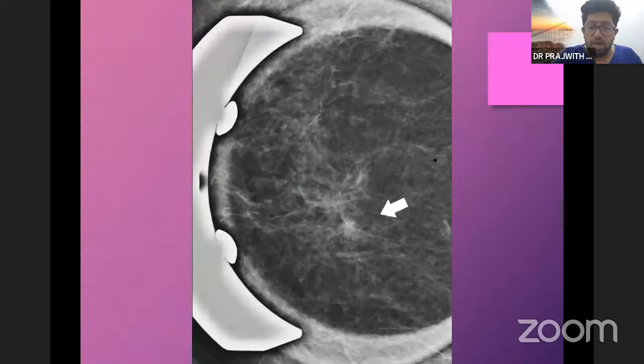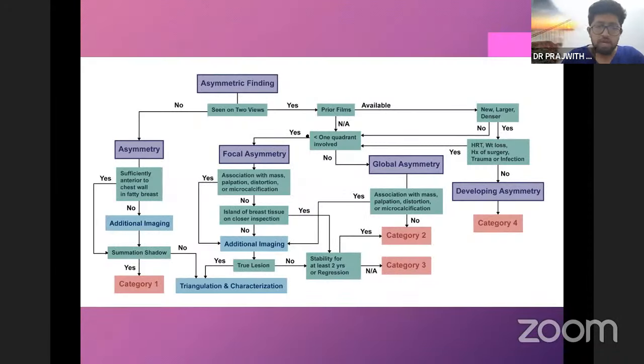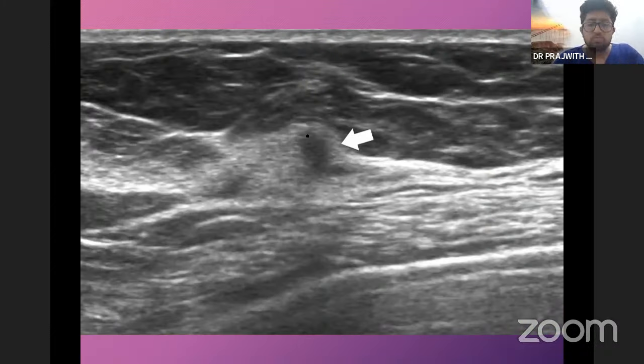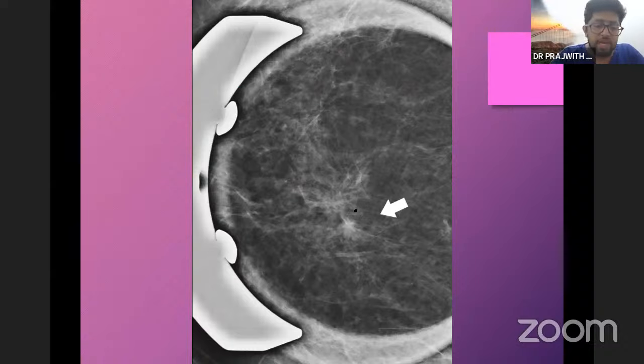Okay, now whenever I do a compression view, it is becoming more obvious. Now, on ultrasound, there was a lesion and it turned out to be invasive carcinoma. Now, this becomes very important. Whenever there is some lesion or asymmetry that is not obvious on a regular view, what we can do is take help of the additional views.